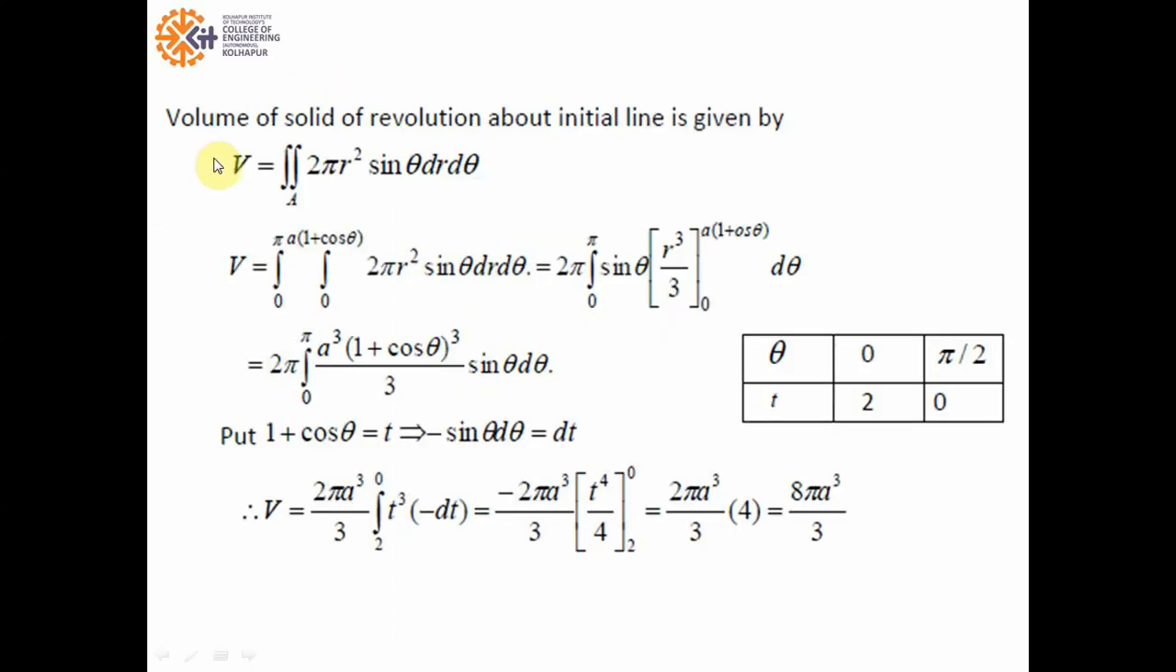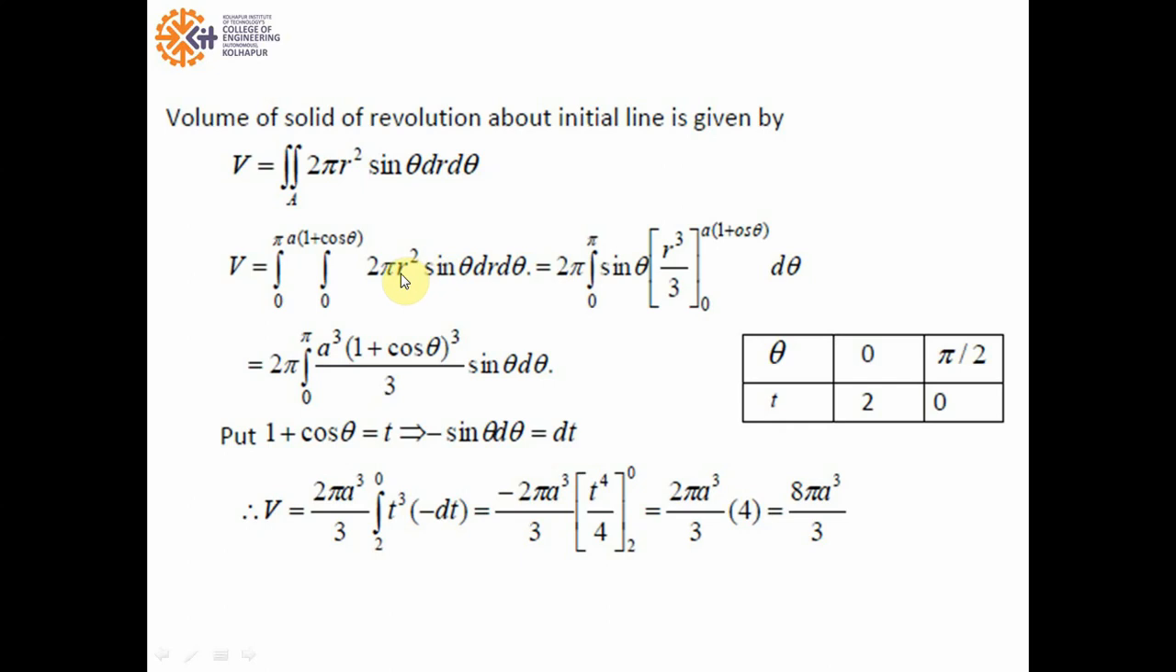So we get the volume of the solid of revolution about the initial line, given by V = double integration over the region A of 2π r² sin θ dr dθ. Putting the limits of the inner and outer integrals, we get V = integration 0 to π, integration 0 to a(1 + cos θ) of 2π r² sin θ dr dθ. It is equal to 2π integration 0 to π. Sin θ is a constant with respect to r, so we keep it inside the integration sign. 2π is a constant, so we take it outside.